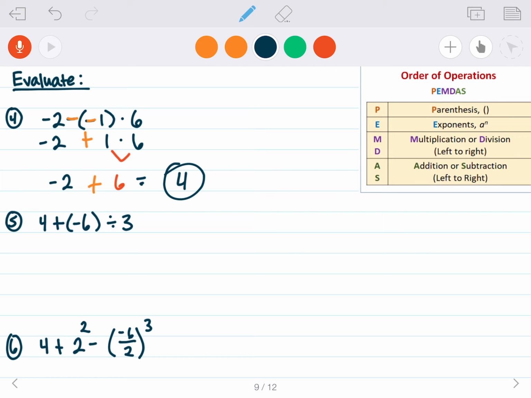So subtract 6 minus 2, take the sign of the larger, that's 4. Excellent. All right, let's look at the next one.